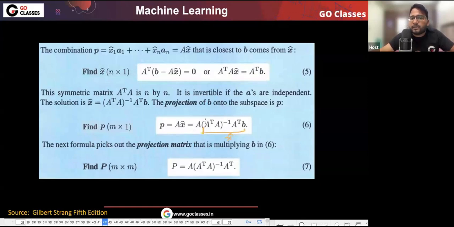If A is invertible, then x cap is this, and then A times x cap is this. Can you tell me from this what is the small p? Sorry, what is the capital P? Apart from b, whatever you are left with is the capital P, right? So the projection matrix is coming out to be like this.